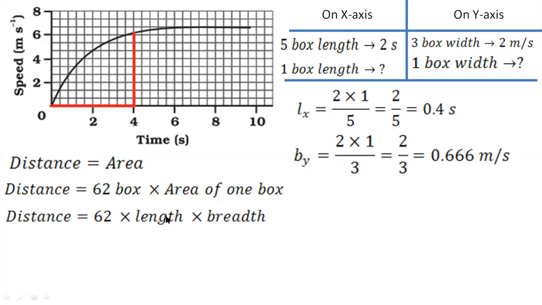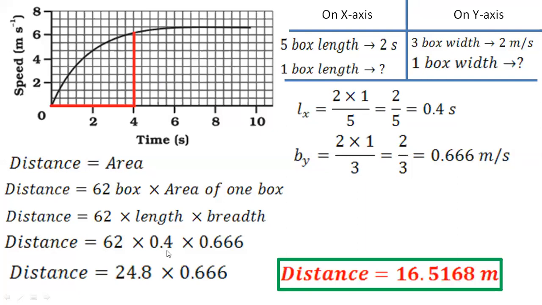Now you have got the value of length and the value of breadth. All you have to do is substitute these values in our formula. So it would be 62 into 0.4 into 0.666. Just multiply those. The final answer would be 16.5168. Those calculations you can do later.